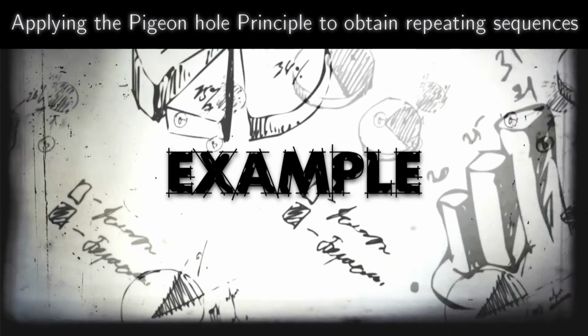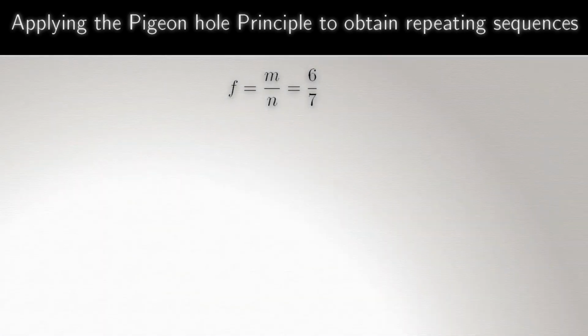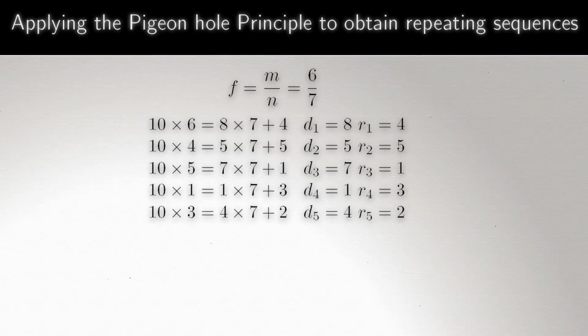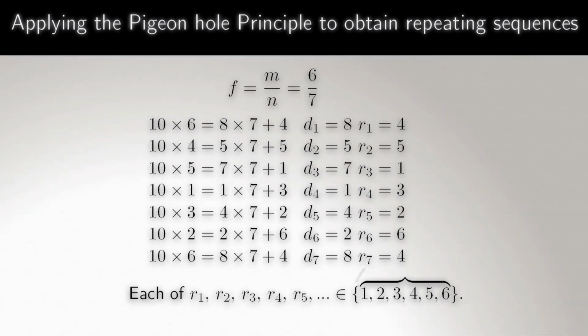Apply the previous argument to the fraction m over n, where m equals 6 and n equals 7. It gives the following results from d1 r1 up to d7 r7, and all of the remainders from r1 on belong to the set of integers from 1 up to 6, since we are dividing by 7. Now look here that r1 is equal to r7, and this is an illustration of the application of the pigeonhole principle. You can see it here.